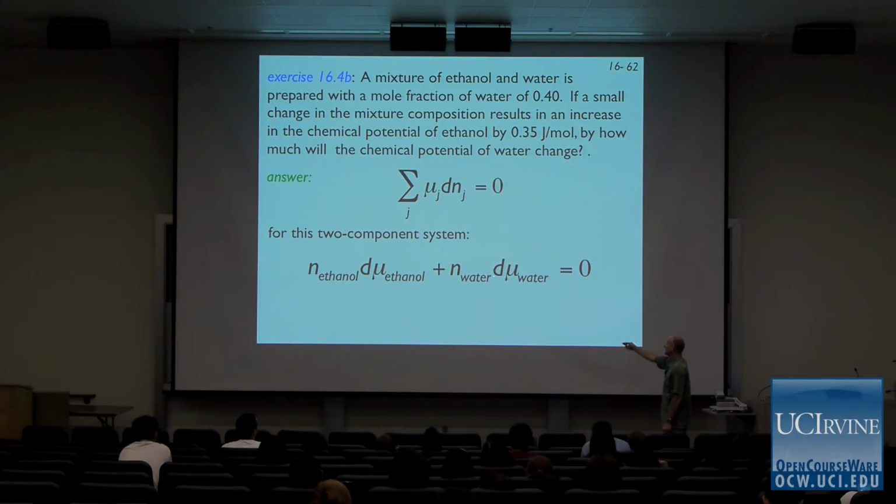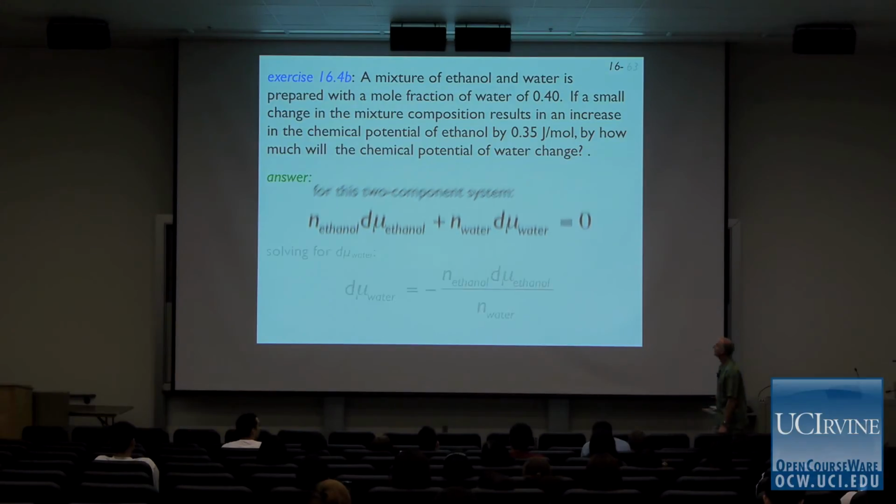All right, so you can actually recast this equation in either of two forms, mu dn or n d mu. How you want to use it depends on the information that you're given.